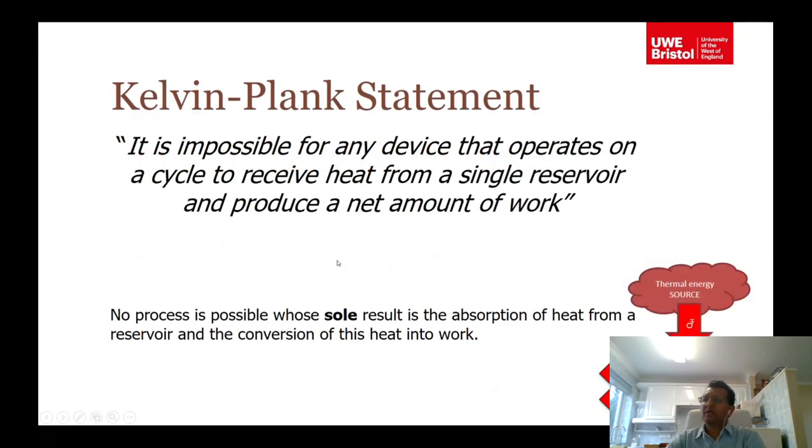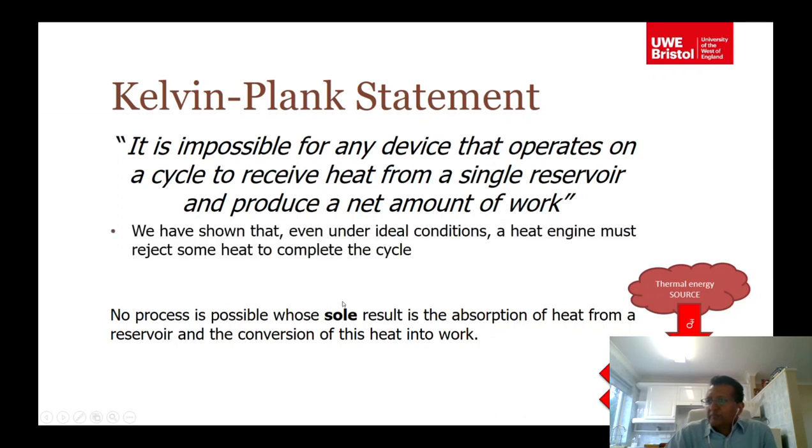So Kelvin-Planck said it is impossible for any device that operates on a cycle to receive heat from a single reservoir and produce a net amount of work. So that is the Kelvin-Planck statement. That means no process is possible whose sole result is the absorption of heat from a reservoir and the conversion of this heat into work. So you can't have this. Your W net can't be equal to QH. W net has to be less than QH. So even under ideal conditions, the heat engine must reject heat to operate.